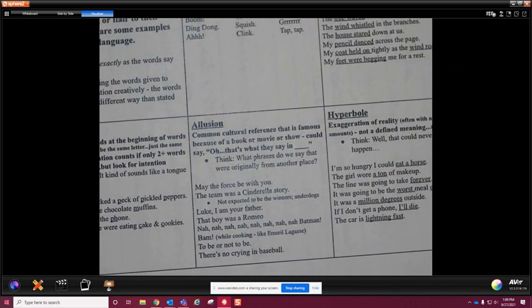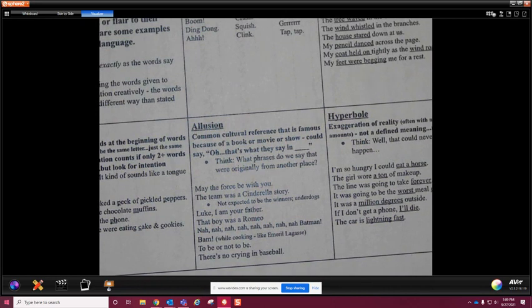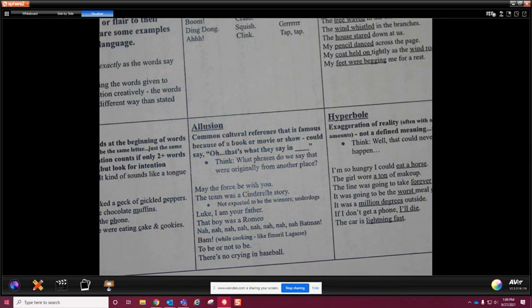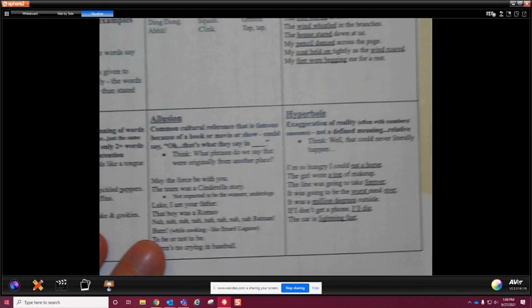Okay. Then we have allusion. This is a common reference to something that is famous that we all kind of know. In a sense, like if you have a championship game coming up and then someone says, oh, may the force be with you. So that's a reference to Star Wars, but they're really just saying good luck, like you got this kind of thing.